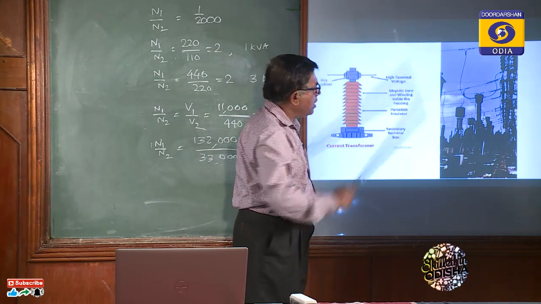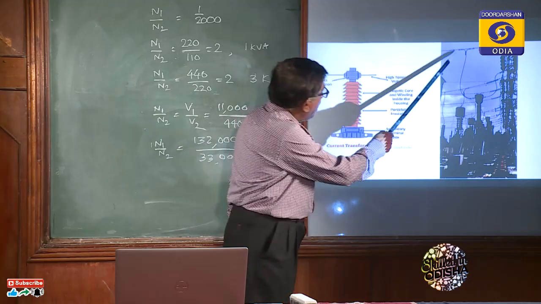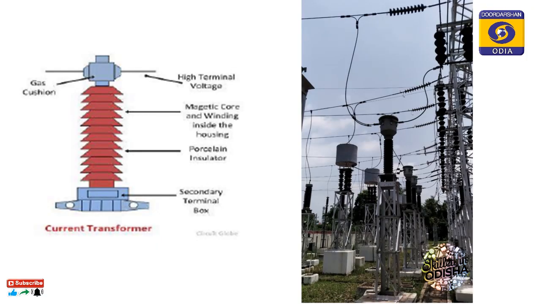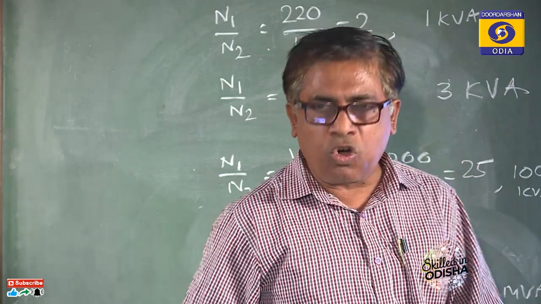So how can you measure this current? This is very high. Voltage is 132 kV, current is 2000 ampere, very difficult to measure. You cannot measure the current without the help of the current transformer.